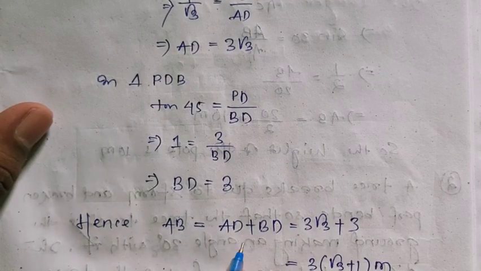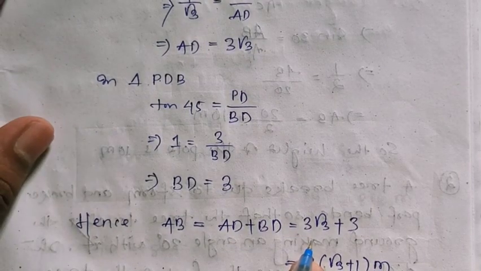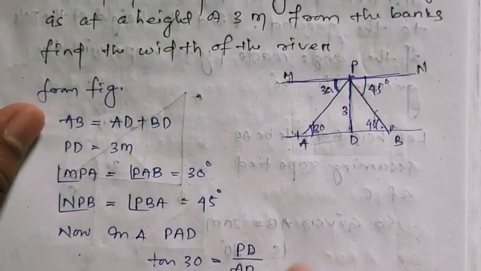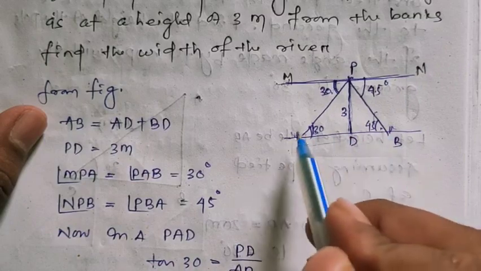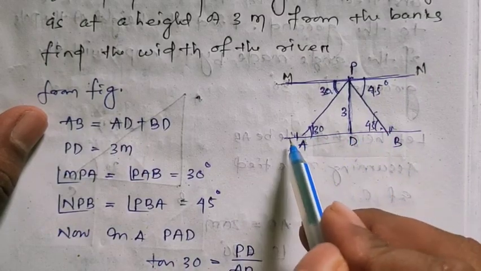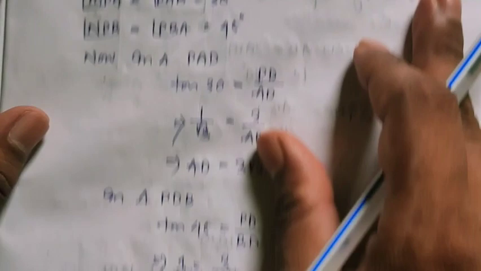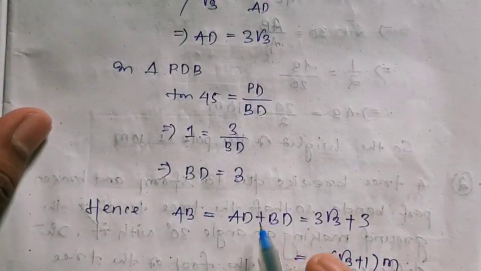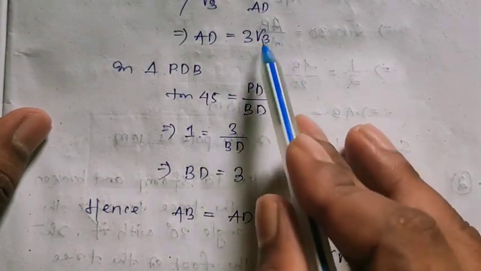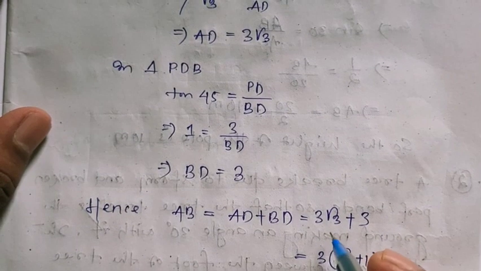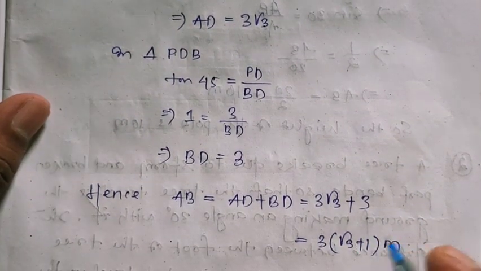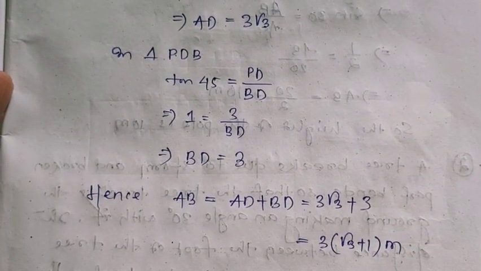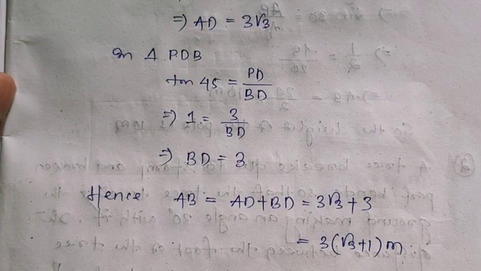Hence, AB is equal to AD plus BD. This is the width of the river. So AB is equal to AD plus BD. AD we have already found, 3 root 3 plus 3, which is equal to 3 into root 3 plus 1 meters. Understand? Okay, let's go to the exercise.